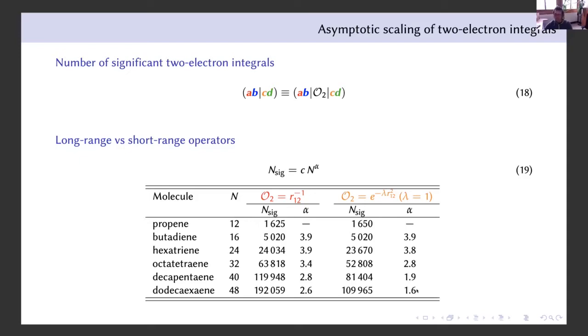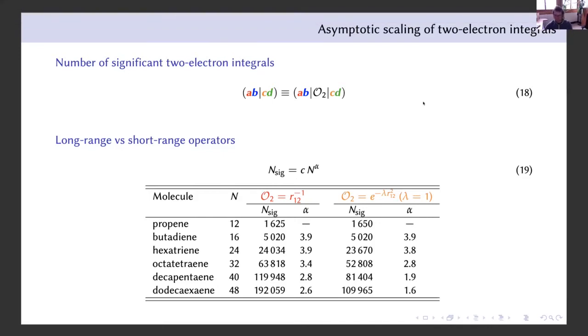So that's something very important. Depending on the operator and the locality of the basis function, the number of 2-electron integrals that you're going to have to compute is going to be different, okay? So what time is it now?